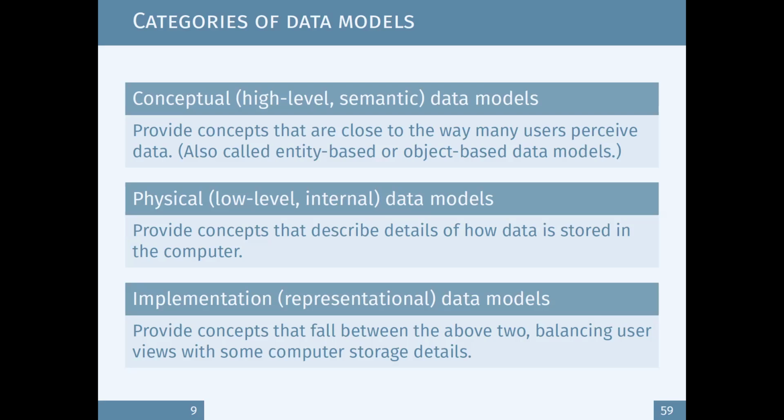Then we have physical data models. This will describe how data is stored inside the computer. We call it the low level internal data model. And the third one, implementation, will be in the middle of these two. Right? So this will give you a view of both user views and some of the storage details. So in both, we call it the implementation data model.